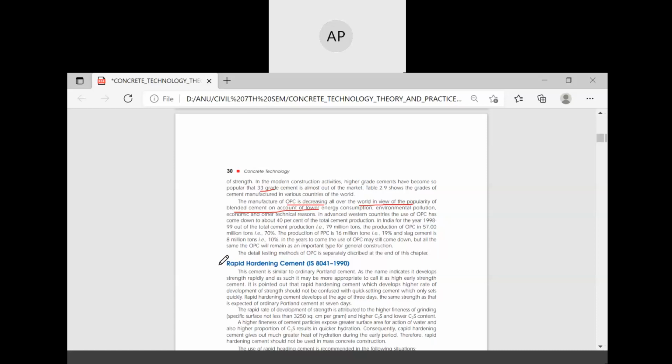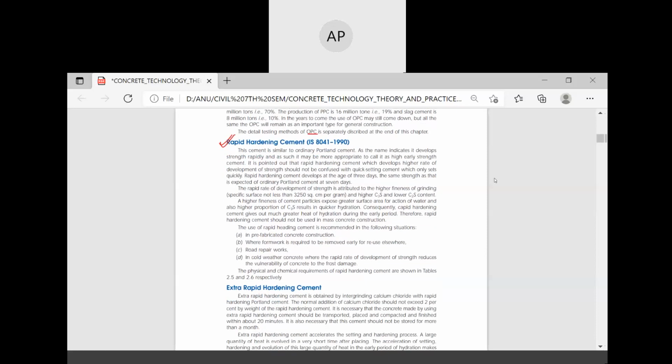Okay, next one is rapid hardening cement. The details of testing methods, cement tests, we will study in the next chapter. So the next type of cement is rapid hardening cement. And what is the IS code?